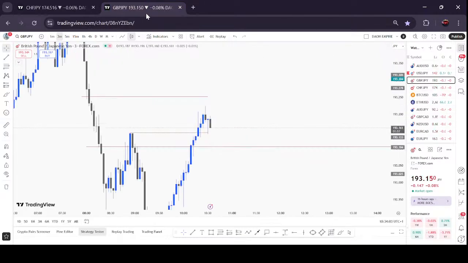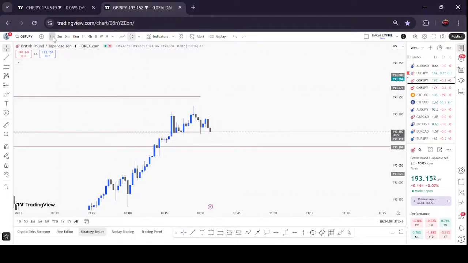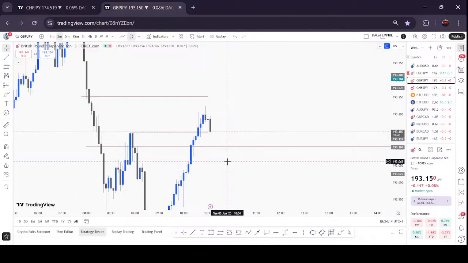Let's look at GBPJPY. What is it doing? It's trying to also, okay. Let's see the way GBPJPY is going to close.